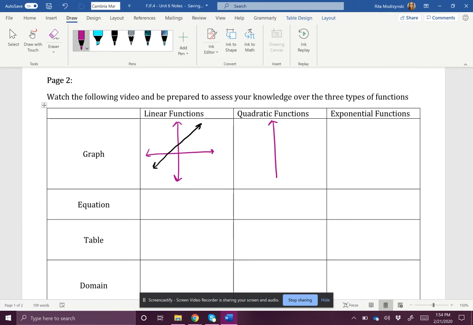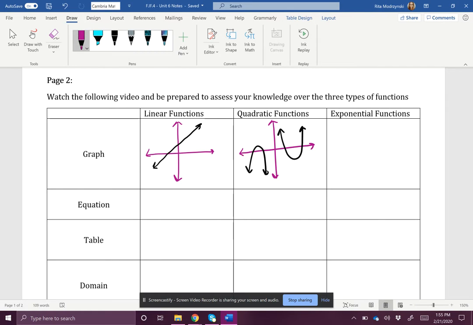Quadratic functions always have a U-shaped curve. That's called a parabola. The parabola could be facing up, or the parabola could be facing down. It doesn't matter. These are both just examples of parabolas, and we'll talk more about those in a few minutes as well.